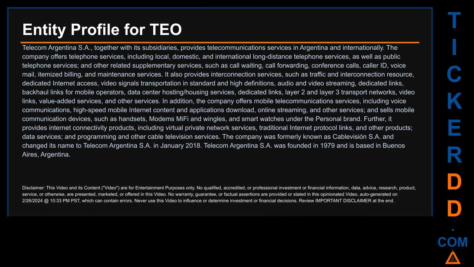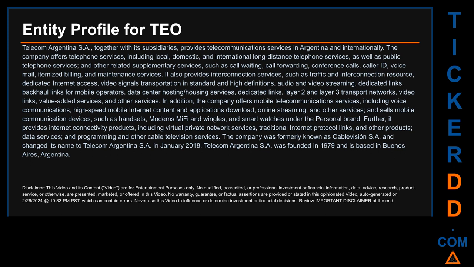It also provides interconnection services, such as traffic and interconnection resource, dedicated internet access, video signals transportation in standard and high definitions, audio and video streaming, dedicated links, backhaul links for mobile operators, data center hosting, housing services, dedicated links, Layer 2 and Layer 3 transport networks, video links, value-added services, and other services.